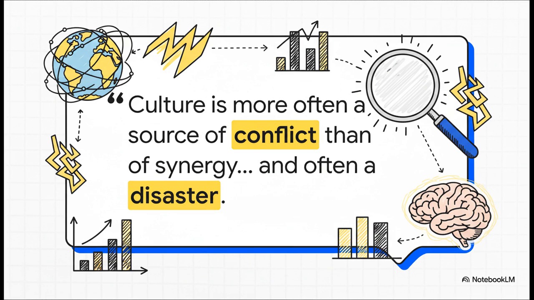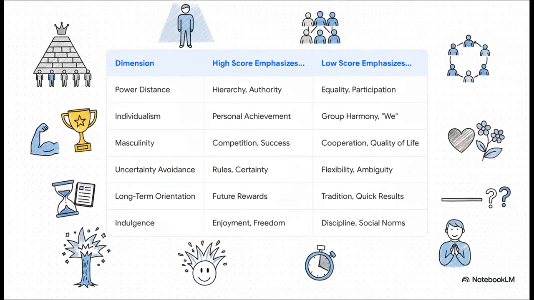But his incredible, groundbreaking research gives us a tool to move beyond just vague descriptions and to systematically measure and compare national cultures across a set of clear dimensions. This table right here is your key to mastering Hofstede's framework. You must be able to recall these 6 dimensions.